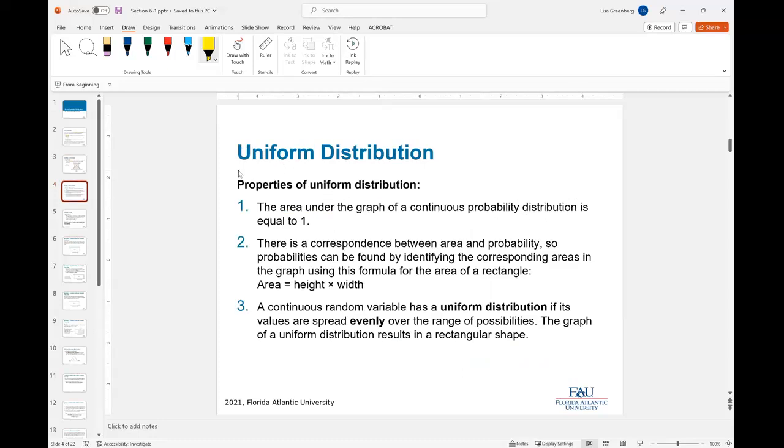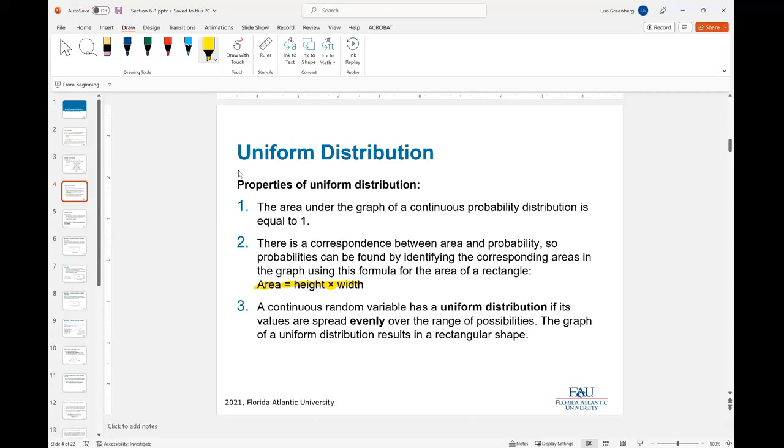So we're going to start off talking about the uniform distribution, which is a little different. The area under the graph of a continuous probability distribution is still 1, because otherwise it wouldn't be a probability. Remember, probabilities are between 0 and 1. There is a correspondence between area and probability. So probabilities can be found by identifying the corresponding area in the graph using the formula for the area of a rectangle. For uniform, we can use exactly that, because you'll see in a second.